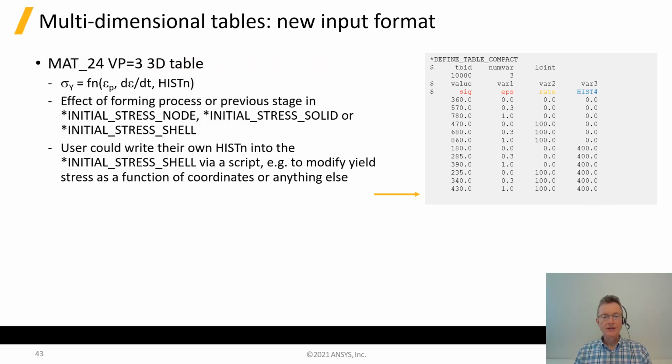While we're on this subject, it's worth pointing out that MAT24 does have an option for using a 3D table, where the additional variable is a history variable carried over from a previous stage, such as a forming analysis, via the initial stress shell card. You could even hijack this process and use a script to write your own values into the initial stress shell card, and thereby control the yield stress as a function of whatever you want, such as XYZ coordinates.